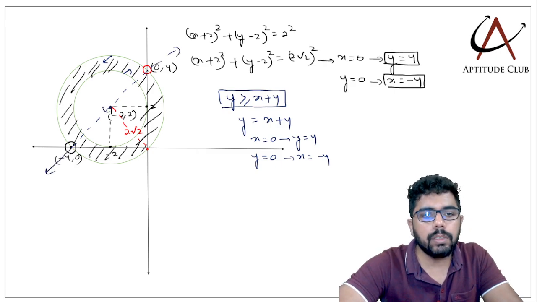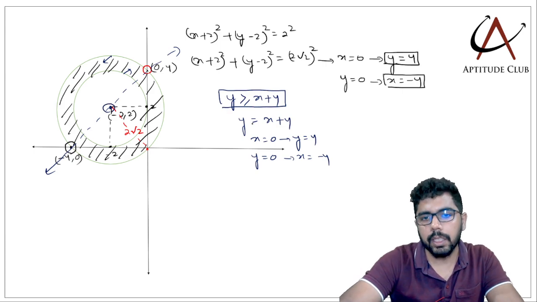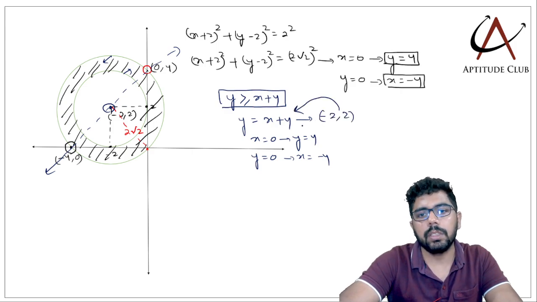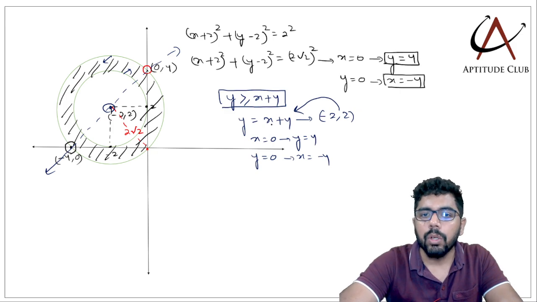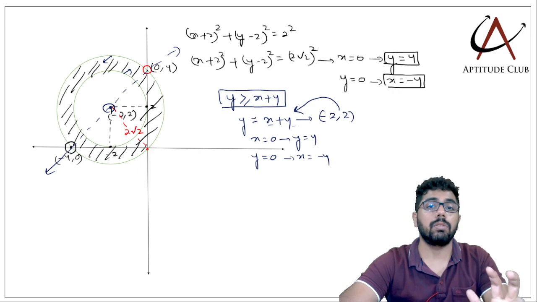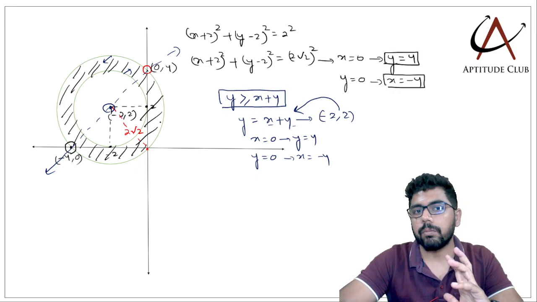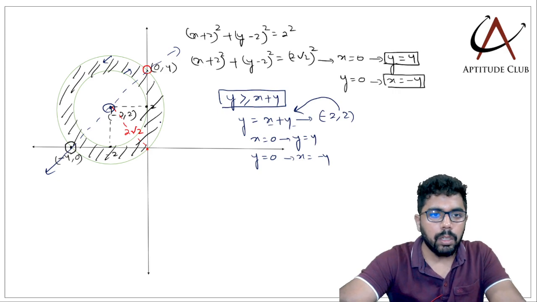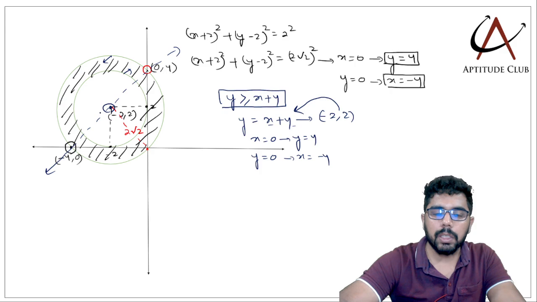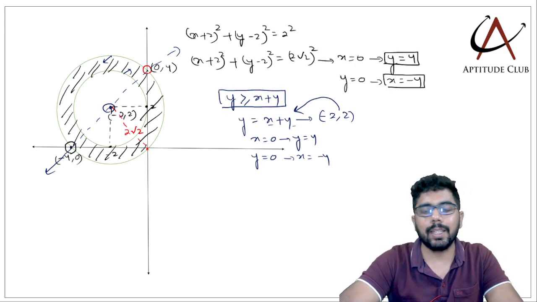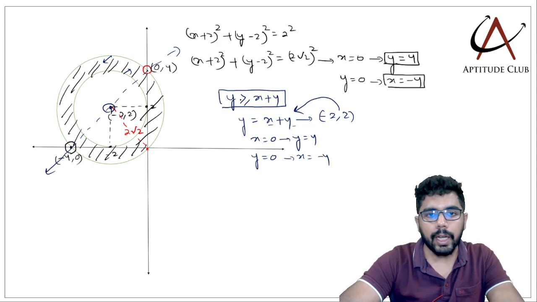Now do we know it is going to pass through the center or not? Let's check. If I put my center x equal to minus 2 and y equal to 2, does it satisfy this? If I put x equal to minus 2, minus 2 plus 4, y is equal to 2, satisfies. That means my line will pass through the center. Now I get a beautiful diagram. So I get a line which passes through the center of both concentric circles, and y should be greater than x plus 4.